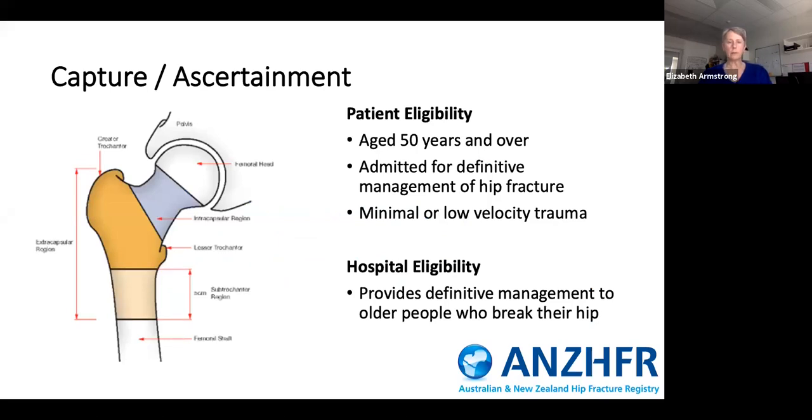The third aspect of data quality is called capture or ascertainment. So at the level of the participating hospital, capture relates to the proportion of eligible patients admitted to the hospital that have a record created in the ANZHFR. A patient is eligible for inclusion if they've been admitted to the operating hospital, have a minimal trauma fracture of their hip, and are age 50 years or over. All people with these characteristics can be included in the registry.